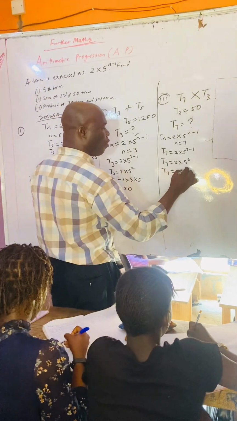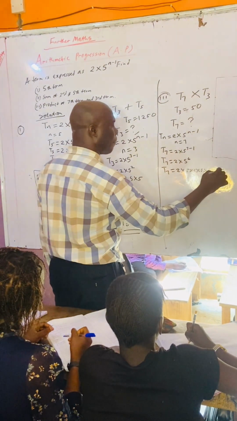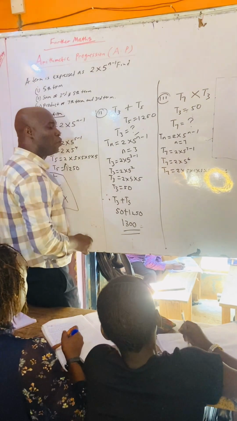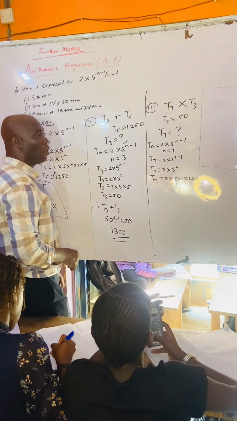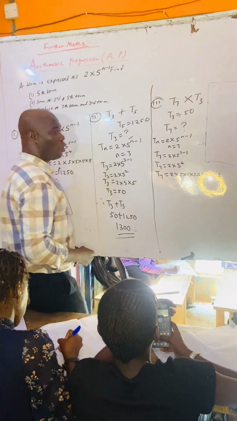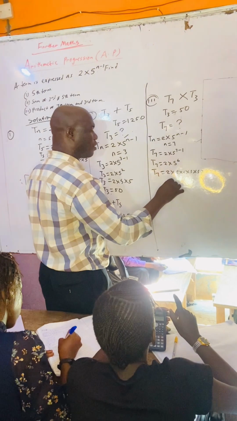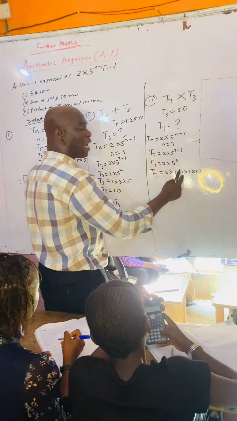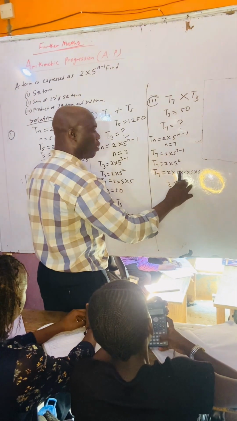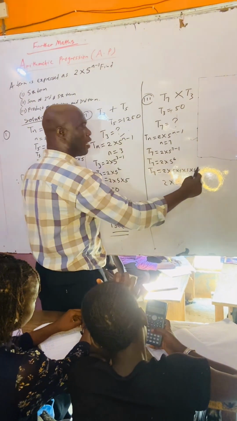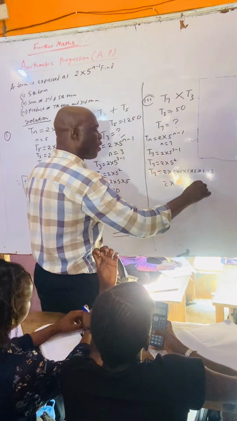5 times 5 times 5. Are we together? Good. So we need to multiply them together. So I want you to break it this way. It's going to be 2 times 5 times 5, 25 times 5, 125. This is another 3 here: 5 times 5 times 5, that's 125.